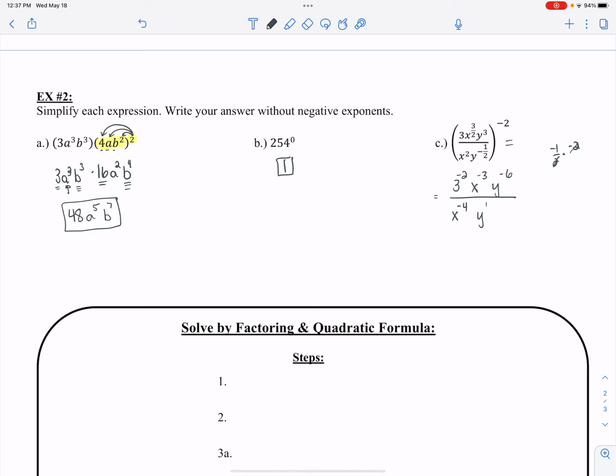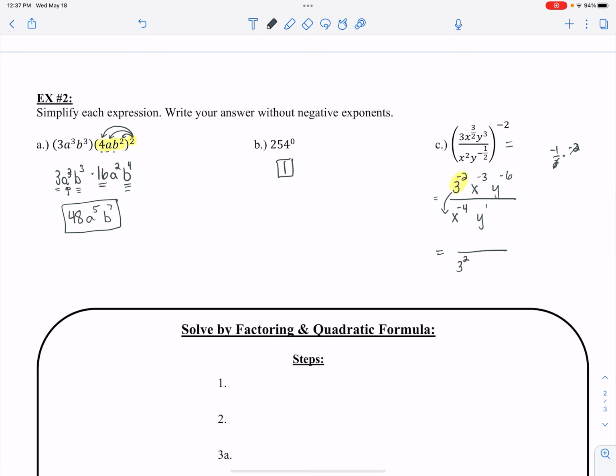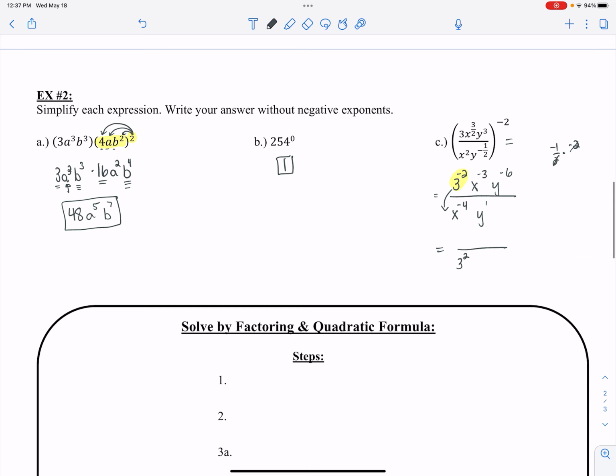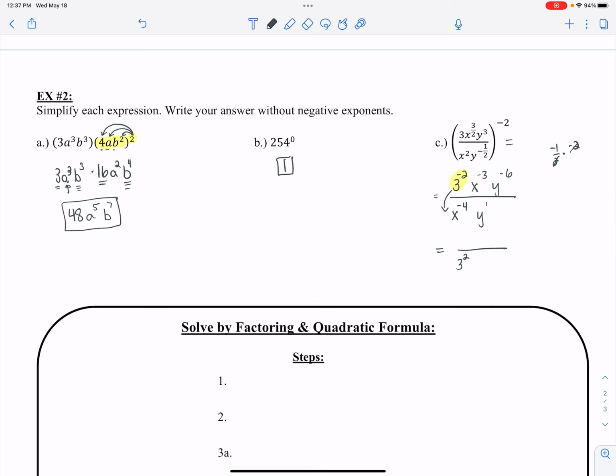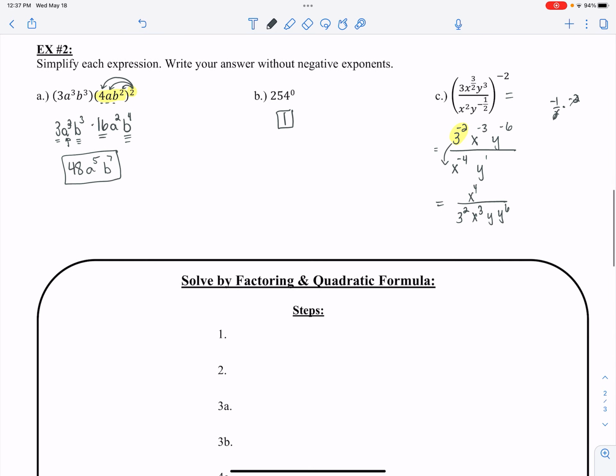All right, now I can sort of clean up anything that's like terms. I see this 3 has a negative exponent, so I'm going to move it down. That's going to be 9 in the denominator, 3 squared in the denominator. Maybe I should do that a little slower just so I don't lose anybody. 3 to the +2 in the denominator. I see my x's, I guess, depending on how you want to do this, I can move x to the 4th up and x to the 3rd down. This y that's positive is fine, and move y to the 6th down below. Is one way of looking at it.